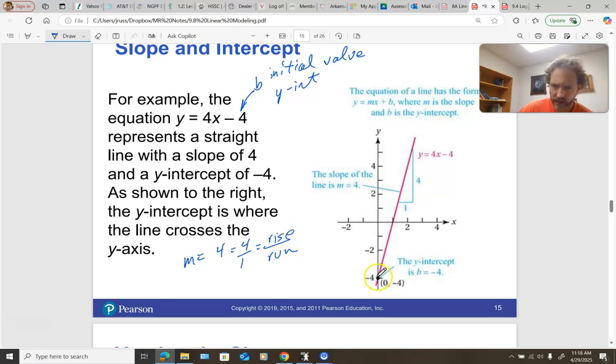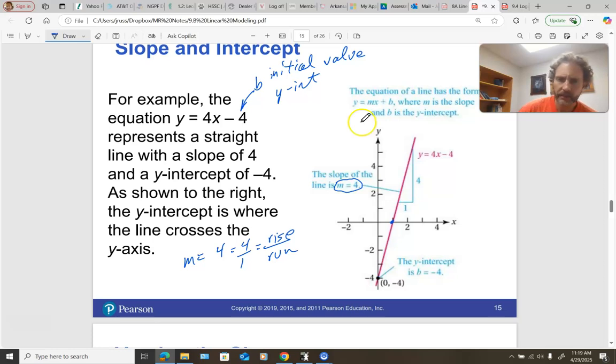So if I'm sitting here at negative 4 on my y-axis, I'm going to rise 4, so bring me up here, and I'm going to run to the right one place, and that's where I put the point. Okay? And so when you connect those two dots, you're going to get a line that looks just like this. It's going uphill because the slope is positive. If the slope is negative, the line's going to be going downhill.